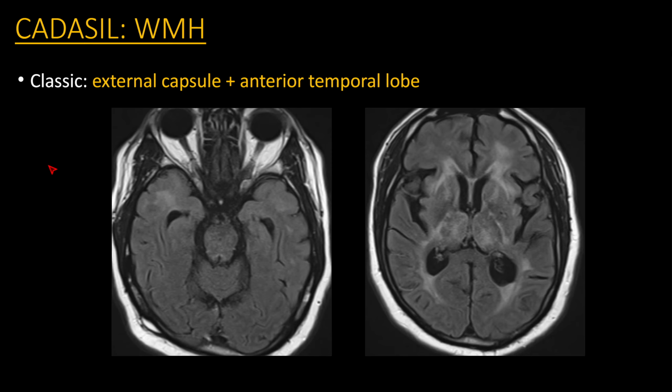It's not entirely specific. Very aggressive chronic microvascular ischemic change can also involve the external capsule as well as the anterior temporal lobe, but anterior temporal lobe involvement is more rare with aggressive chronic microvascular ischemic change. What makes it more specific for CADASIL would be the age at which these occur, in which case CADASIL patients will have it at much earlier ages compared to chronic microvascular ischemia.